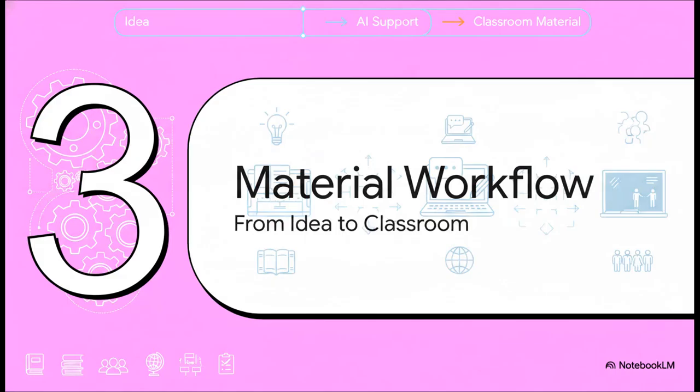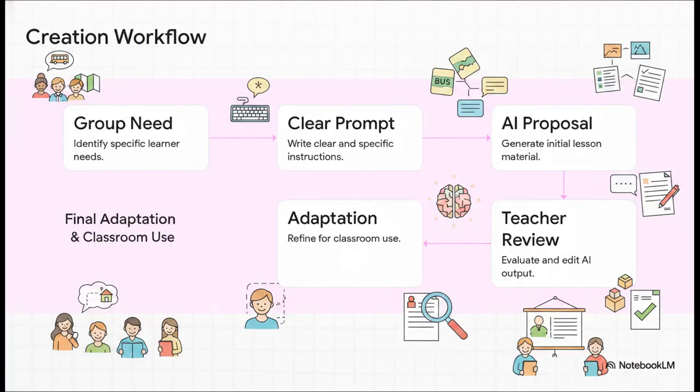So section 3, the AI material creation workflow, going straight from an idea to the classroom. This step-by-step workflow is how we make sure every single AI-generated resource actually has a purpose. You don't just open up an AI tool and type, "Teach English." No way. You start with the group need. What do they actually need today? Maybe it's basic transport vocabulary. Next, you write a clear prompt. The AI then spits out a proposal. And then comes the absolute most crucial step. Teacher review.